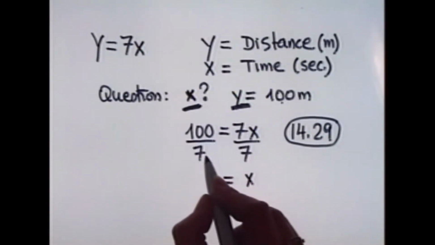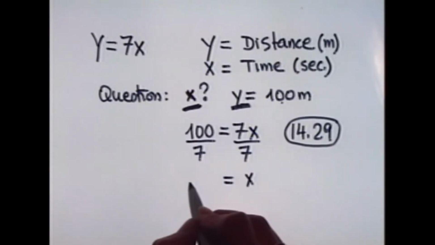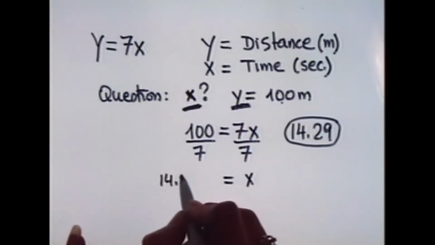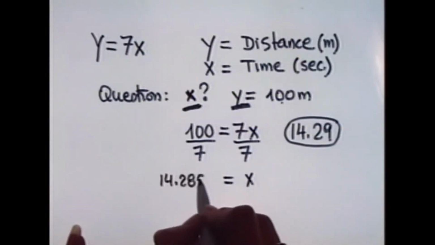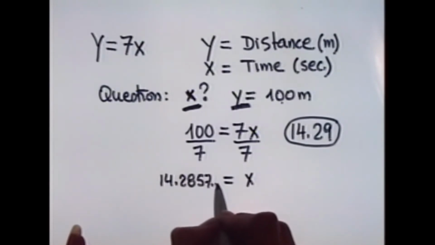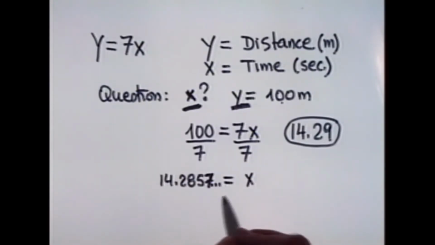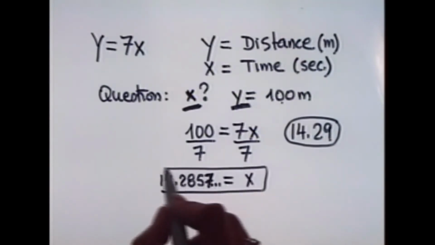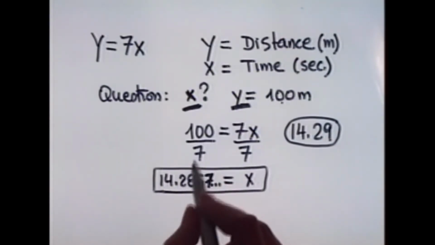And 100 divided by 7, if you were to take your graphing calculator or do it by hand, you would find 14.285 7, and as far as you want to go, and as much precision as you need. I know you can do that both by hand and with the calculator, so there's no sense in showing that division right here.